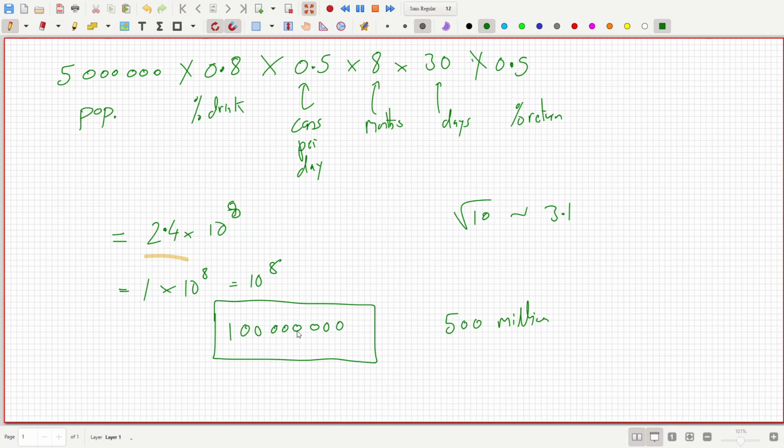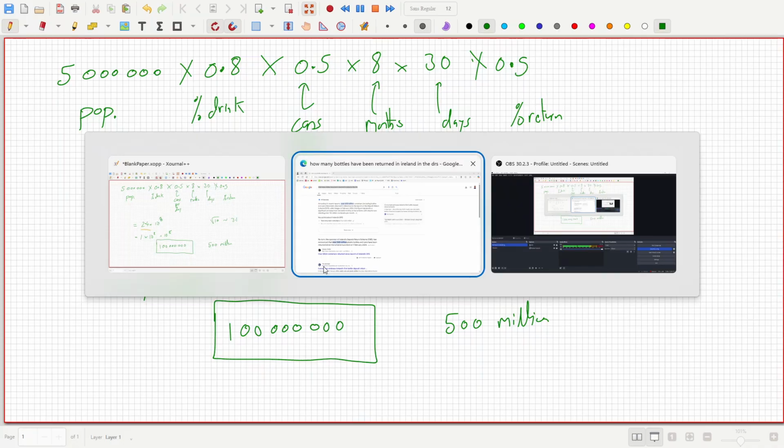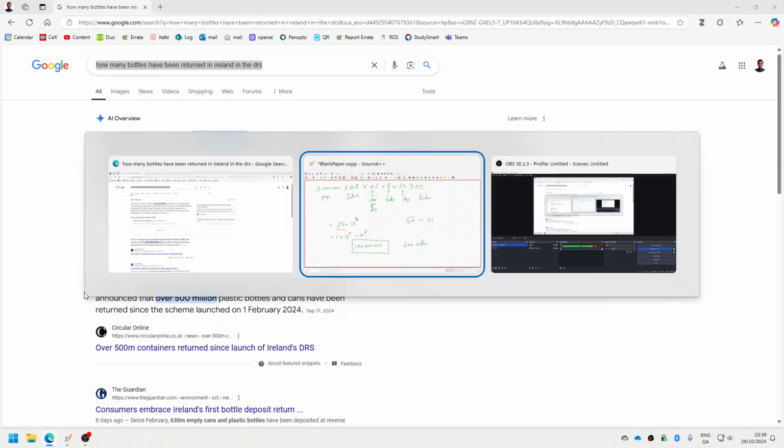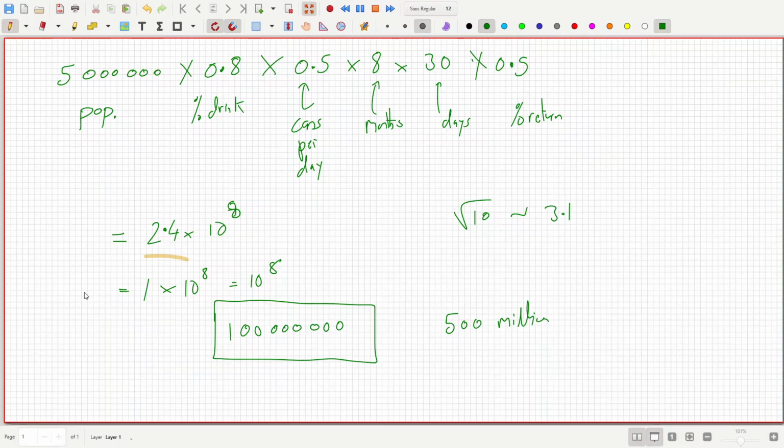So when I first did this calculation, I thought, no, I must have done something wrong. It couldn't possibly be this big, but it is. Actually, the most recent one says 630 million. This one's saying 500 million. So, yeah, in other words, the scale is hundreds of millions. So this is correct.